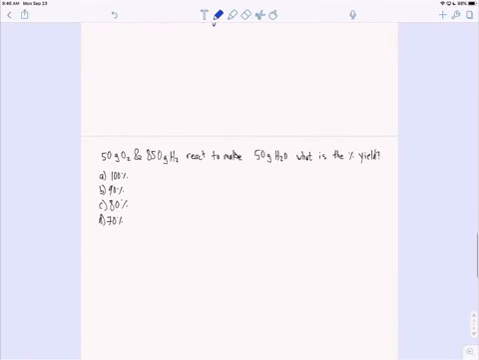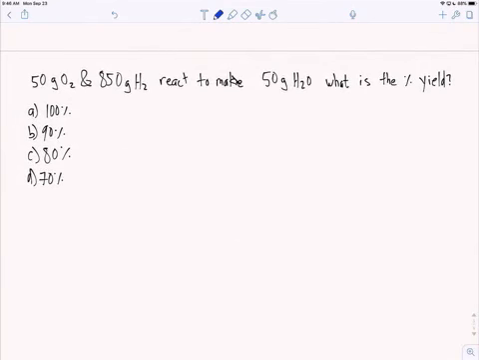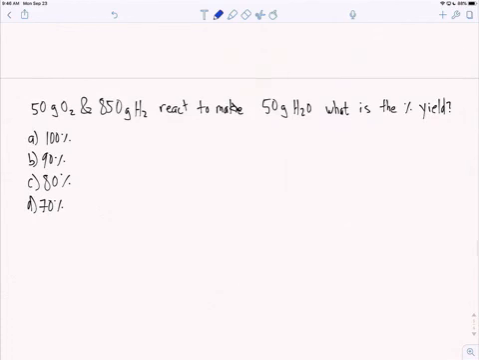Okay, so now it's your turn. 50 grams of oxygen and 850 grams of hydrogen react to make 50 grams of water. What is the approximate percent yield? So which one is the limiting reagent? Is it oxygen or hydrogen? Oxygen, yeah. So I made it obvious.